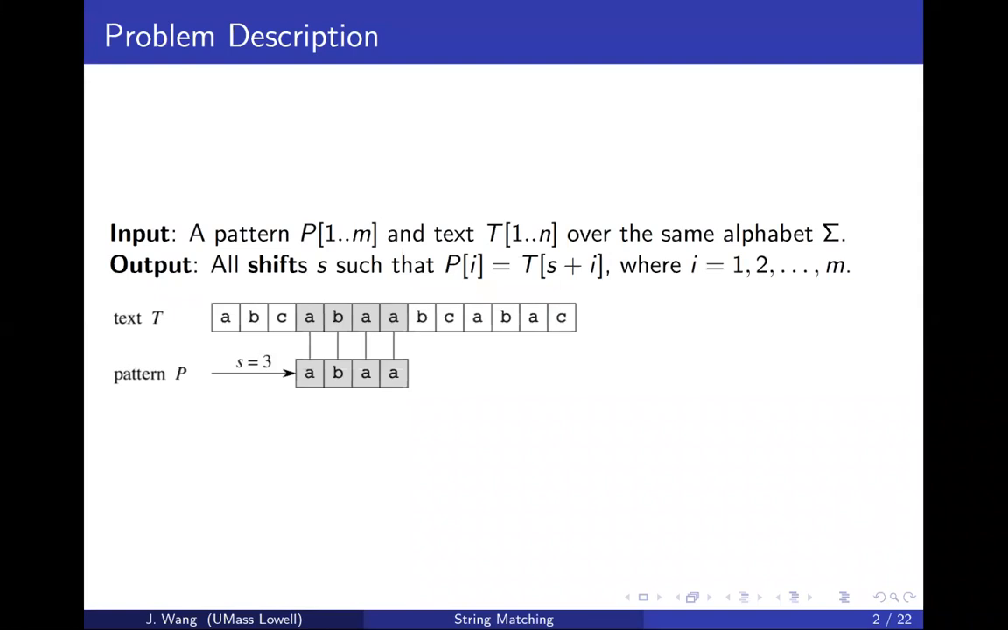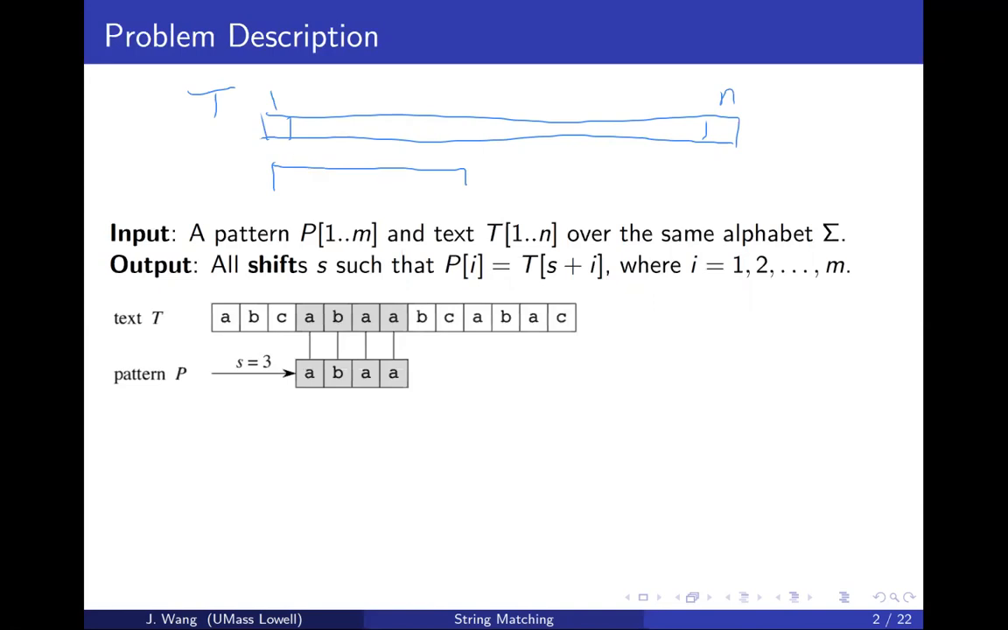We have an input string, which is a string over an alphabet. Let's call it T, and it runs from 1 to n. And then we have a pattern string. We call it P, and it's from 1 to m. What I really want is to find out how many occurrences of P are in T.